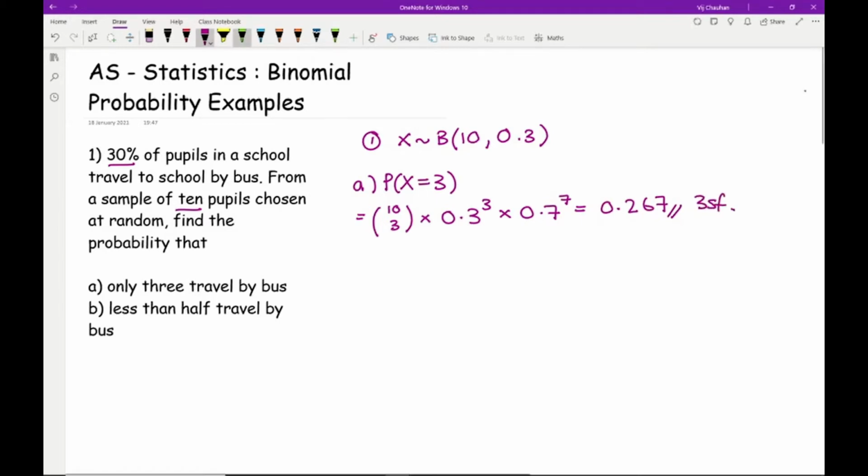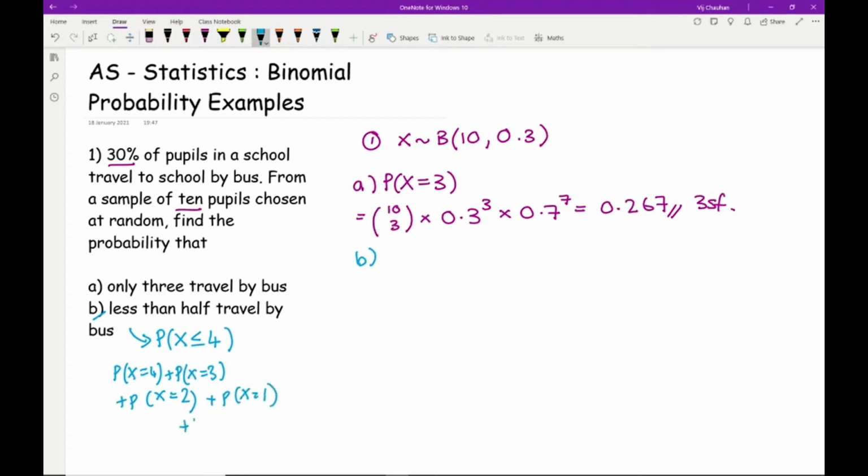Now dealing with B, again I'll use a different colour for this one. B is asking for less than half travel by bus. So less than half is basically the probability that X is less than or equal to 4, because if half is 5, I want less than half, so it's going to be 4. So what I need to work out is the probability that X equals 4 plus the probability that X equals 3 plus the probability that X equals 2 plus the probability that X equals 1, and finally the one that a lot of students tend to forget, X equals 0.